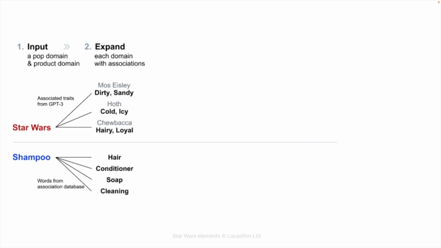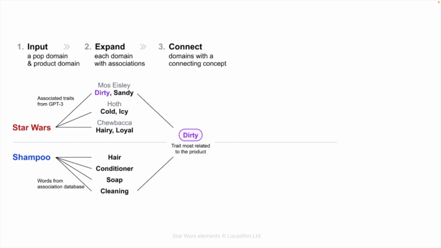For Star Wars, it uses GPT-3 to collect a knowledge base of associations for the main entities in the movie. For example, Mos Eisley is a notable location from Star Wars. GPT associates it with being dirty and sandy. For shampoo, it uses the association database to get concepts related to shampoo, like hair and cleaning. The pipeline then uses semantic similarity to identify words that could connect the inputs. For example, dirty is connected to cleaning.